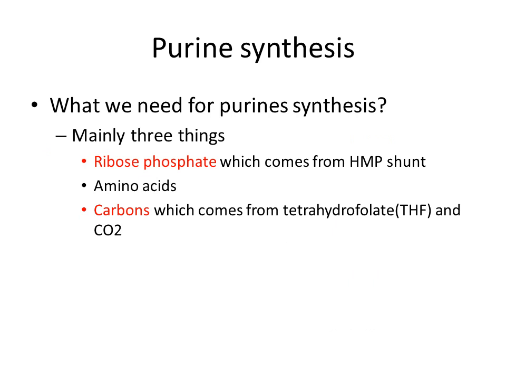Purine synthesis. What do we need for purine synthesis? Mainly three things: ribose phosphate, amino acids and carbons. Ribose phosphate comes from the HMP shunt, and carbon comes from tetrahydrofolate and carbon dioxide.